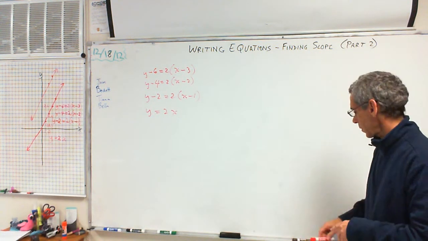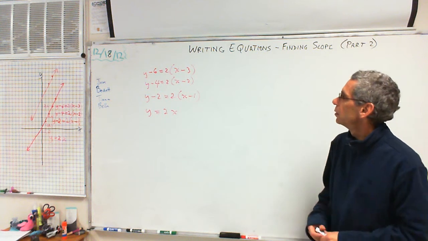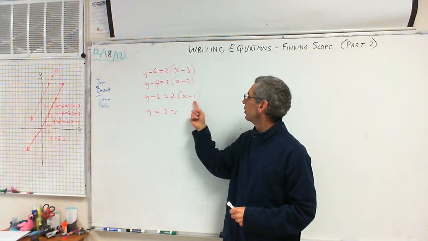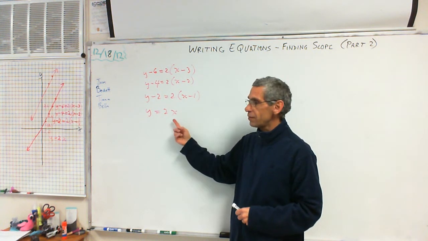Look, also 3 and 6: 3 is half of 6, 2 is half of 4, 1 is half of 2. And 0 is half of 0.